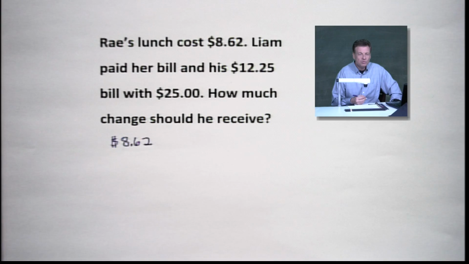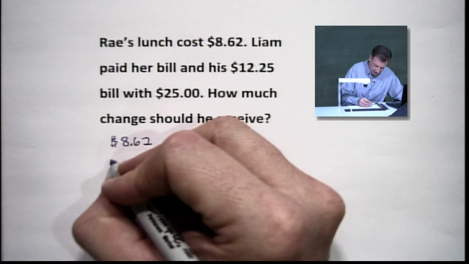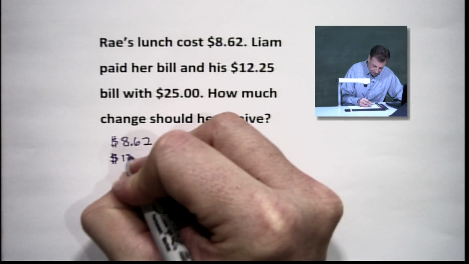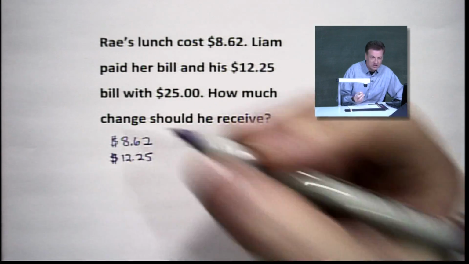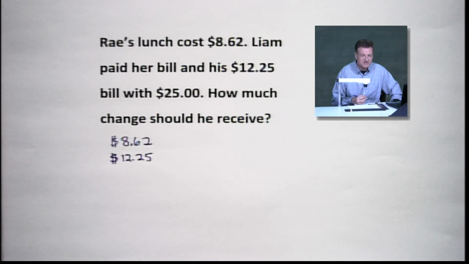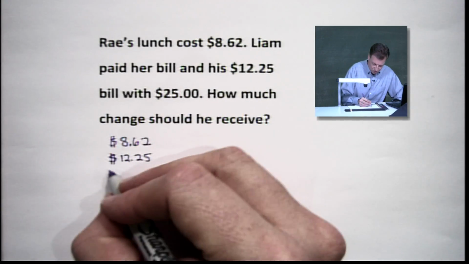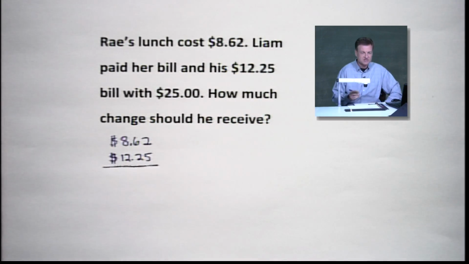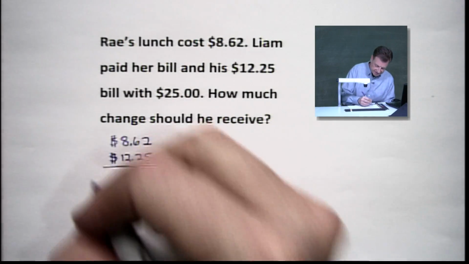And his $12.25 bill. All right, I'm going to assume that is with tax, tips, whatever there. It doesn't say, but we're just going to go ahead and say, from this amount, we're going to use this. How much should he receive change-wise? All right, let's take a look at this. So first of all, we got to add these together.